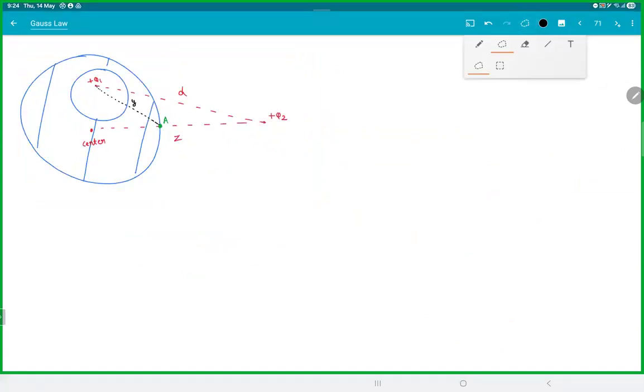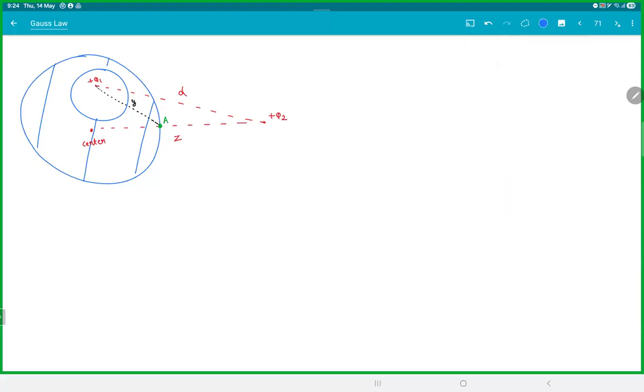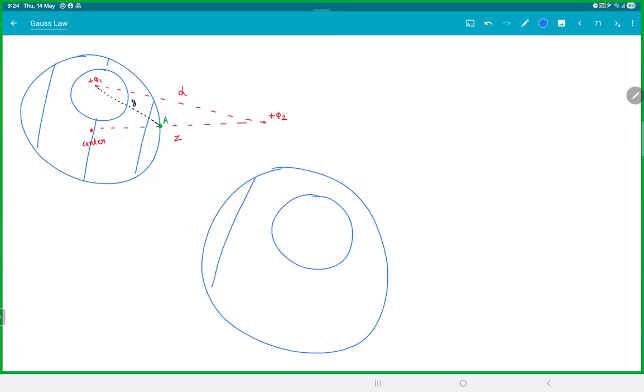Okay. So let's see the distribution. There are multiple things happening here at the same time. So let's see one at a time. I'll just draw a bigger version of it. Let's start from inside.